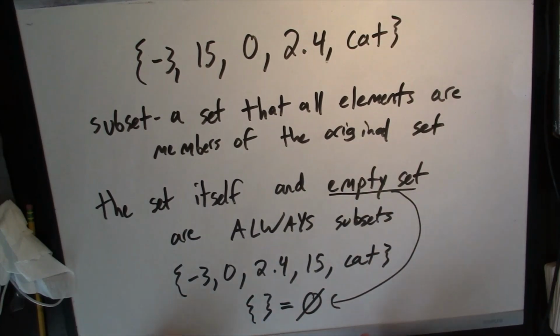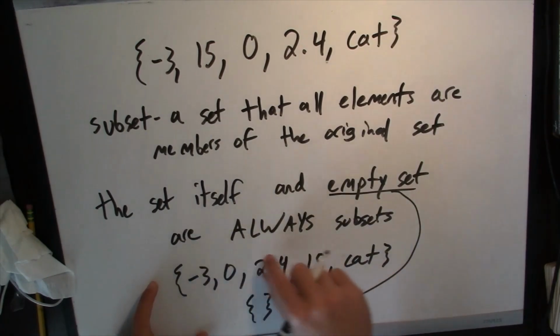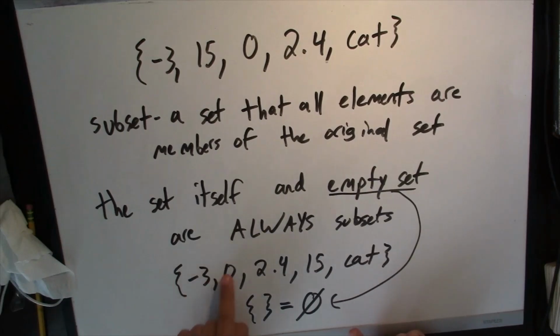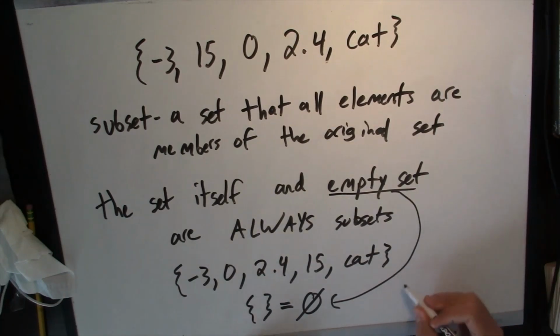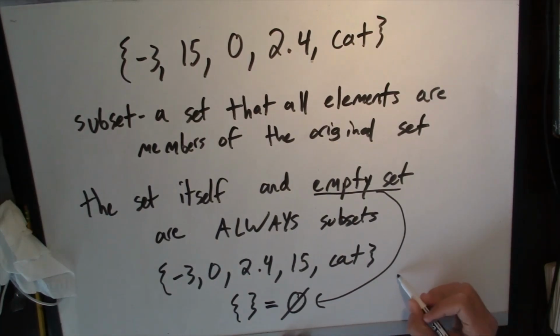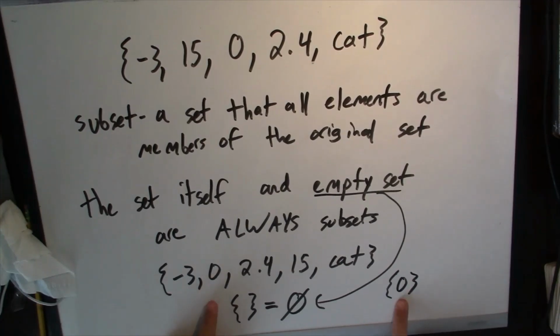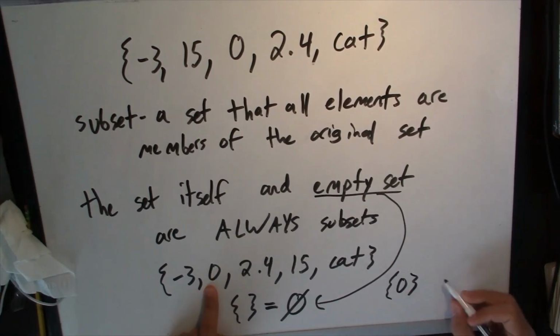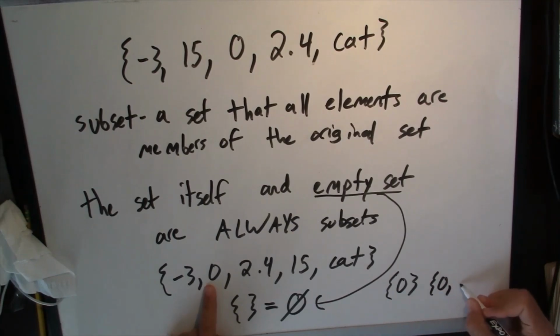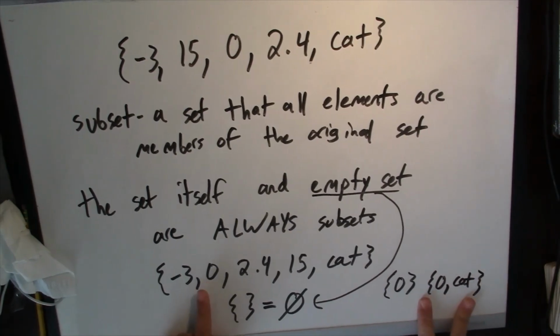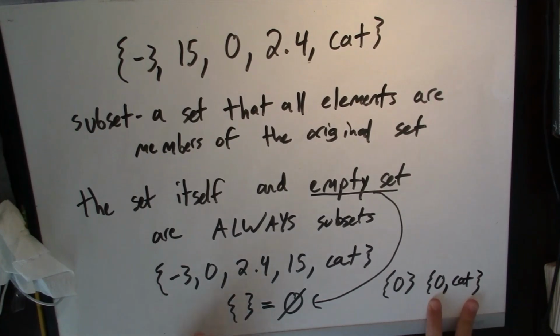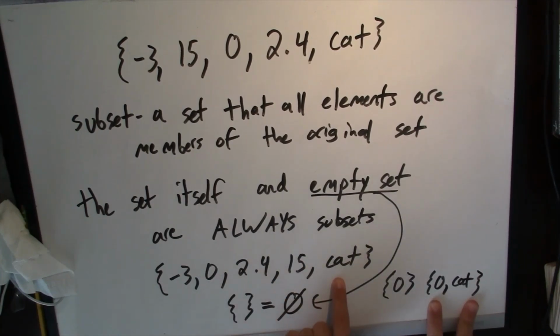Now, any other combination of these elements, -3, 0, 2.4, 15, and cat, in a set would be a subset. So I'm just going to write it off to the side here. I could just pick 0, just one element, that would be a subset because 0's in this set and 0's in this set. I could go with 2 elements. I could go 0 and cat. This would be a subset, because both of those are also in the original set.